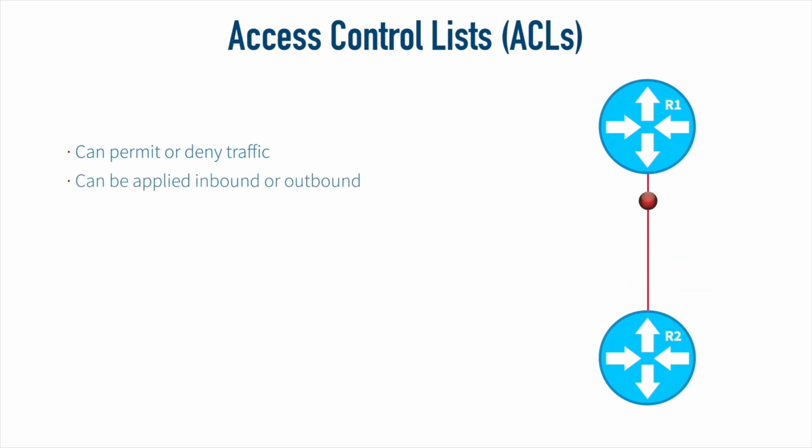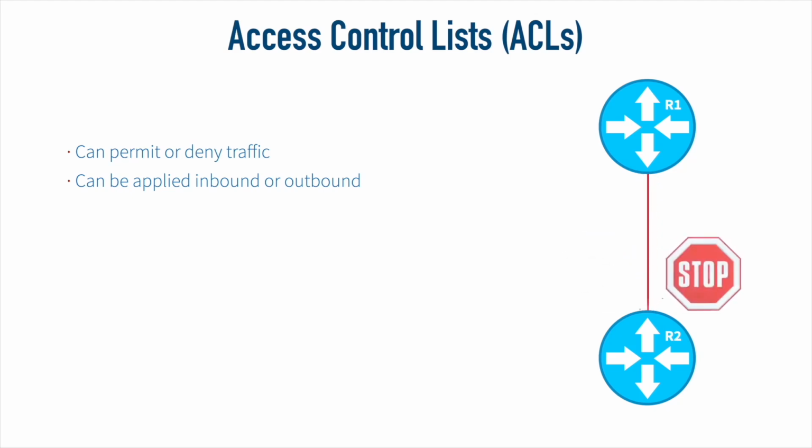Does it make sense to apply this filter, this ACL, this list of rules as traffic is coming into the router, or does it make more sense to apply it to traffic going out of the router? And many people think that's where the job of an ACL stops. We're either permitting traffic or we're denying traffic.